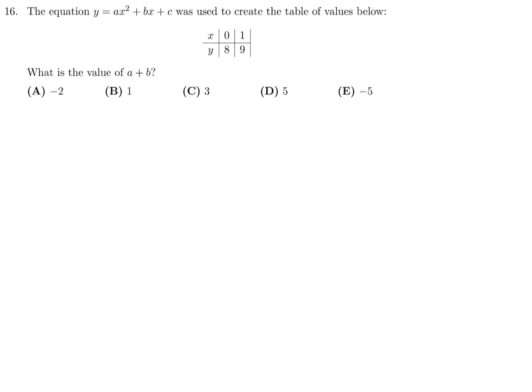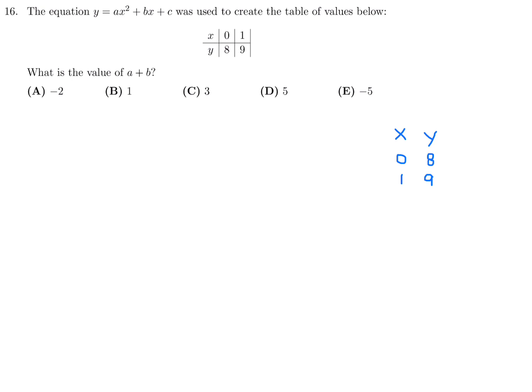The equation y is equal to ax squared plus bx plus c was used to create the table of values below. What is the value of a plus b? Well, this, I believe, means that when x is 0, y is 8, and when x is 1, y is 9. It's interesting how they did it in the horizontal way rather than the vertical way, but it doesn't matter.